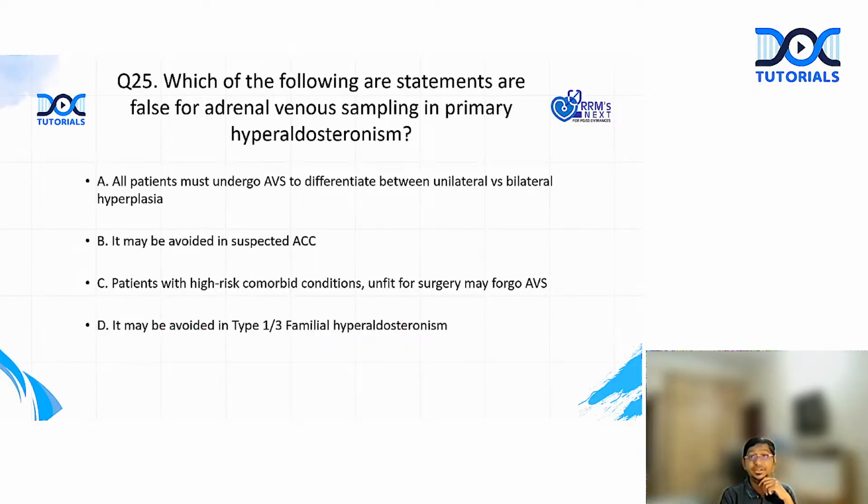Okay, so the last question for discussion today: which of the following statements are false for adrenal venous sampling in primary hyperaldosteronism? All patients must undergo adrenal venous sampling to differentiate between unilateral versus bilateral hyperplasia. It may be avoided in suspected adrenocortical cancer. In patients with high-risk comorbid conditions unfit for surgery, you can avoid adrenal venous sampling. Or it may be avoided in type 1 or type 3 familial hyperaldosteronism. So what is false regarding these statements?